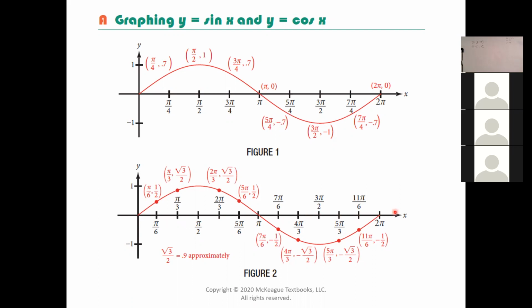On this x-axis down here, notice these tick marks are spaced pi/6 radians apart. 1 pi/6, 2 pi/6, which is really pi/3, 3 pi/6 reduces down to pi/2, 4 pi/6 reduces down to 2 pi/3, 5 pi/6, 6 pi/6 is really pi, 7 pi/6, 8 pi/6 is really 4 pi/3, 9 pi/6 is really 3 pi/2, 10 pi/6 is 5 pi/3, 11 pi/6 and 12 pi/6 is 2 pi.